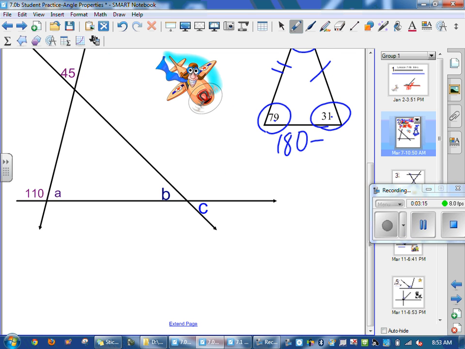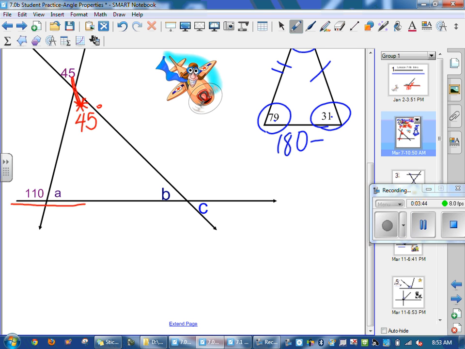Looking at the very bottom one, how can I find out this angle? How can I find out that angle? There's a rule we learned yesterday. How can we find out that angle? Right. It's opposite, being across from the angle. It's across an intersection. So this guy is going to be 45 degrees. It's going to match.